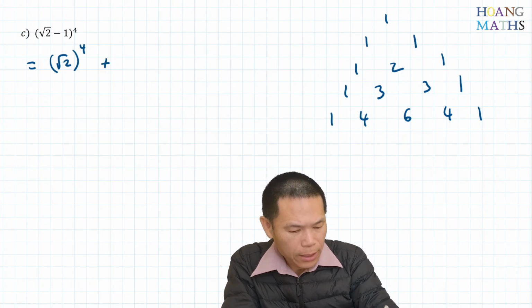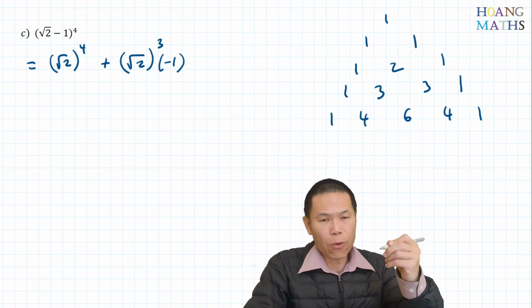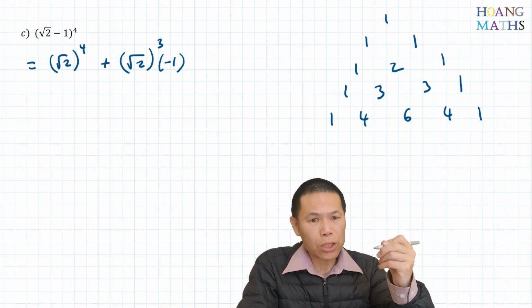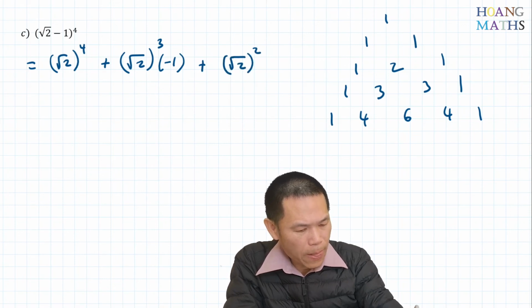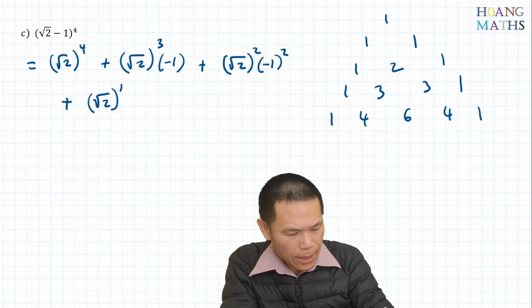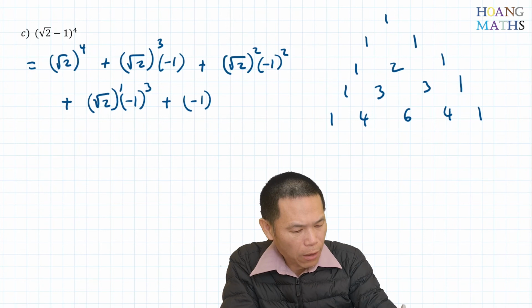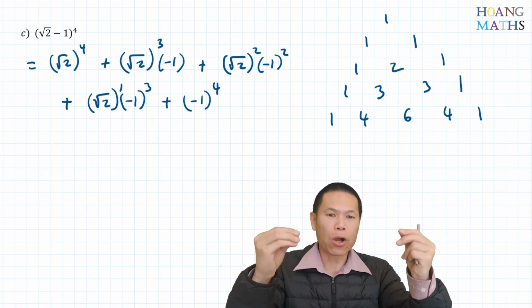And then we add square root of 2 to the power 3 times negative 1. So that increases the index for negative 1, and square root of 2 will reduce the index. Then we add square root of 2 squared and negative 1 squared. And then we add square root of 2 to the power 1 and negative 1 to the power 3. And then we add negative 1 to the power 4. There you go.